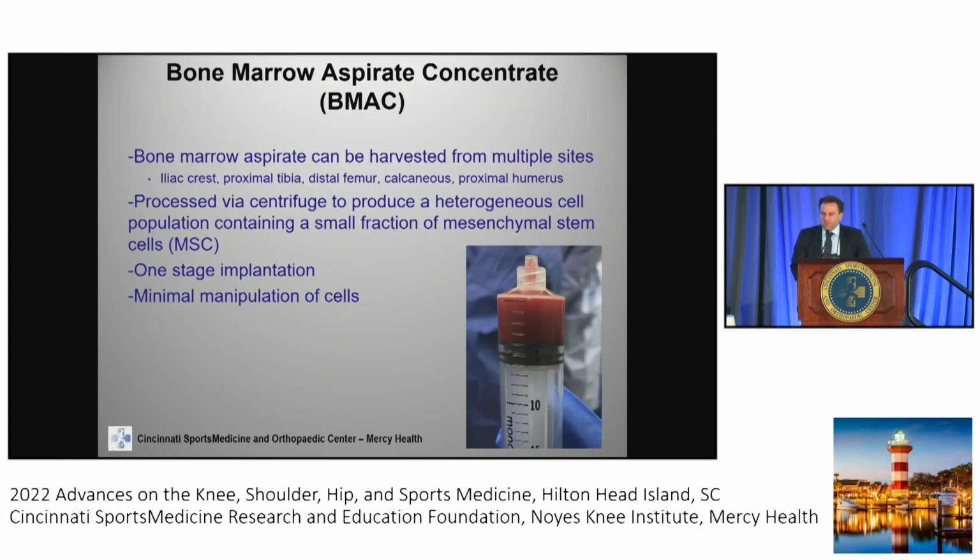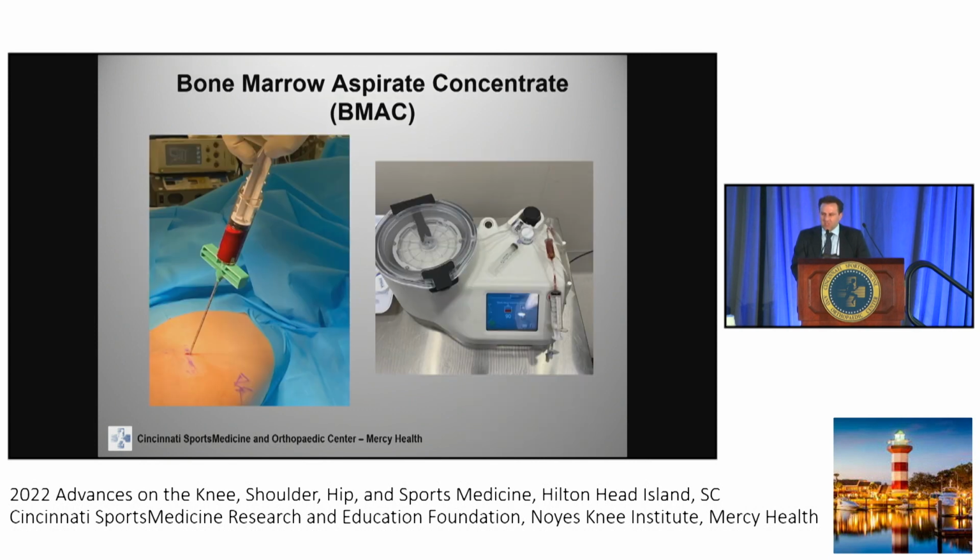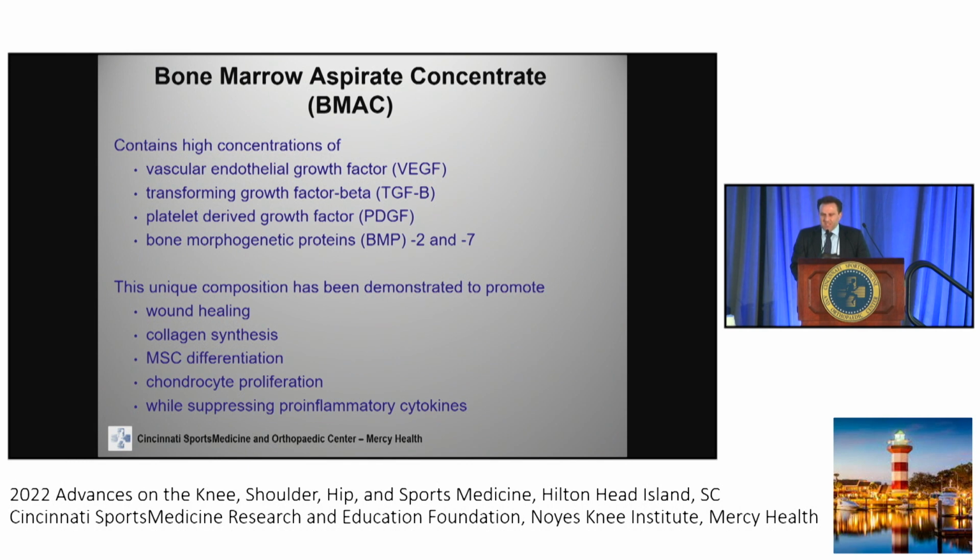Let's shift focus to bone marrow aspirate. Bone marrow aspirate can be harvested from multiple sites. It's processed in a centrifuge to separate the components. It's one stage, minimal manipulation. This is an intraop photo of mine. It's very easy to obtain from the iliac crest. It takes a couple minutes. I usually let the fellows harvest it. It contains high concentrations of various growth factors, and it's really demonstrated to play a lot of roles in tissue healing and mitigation of inflammatory responses.